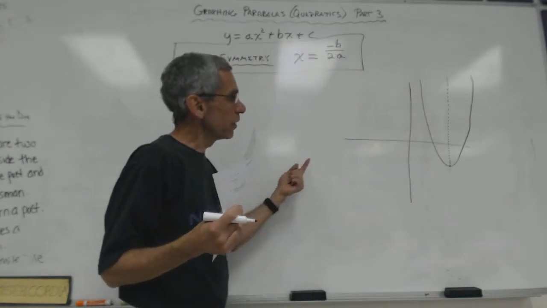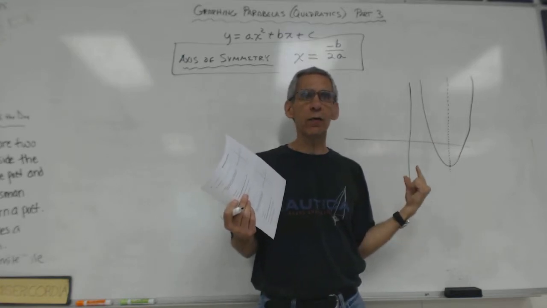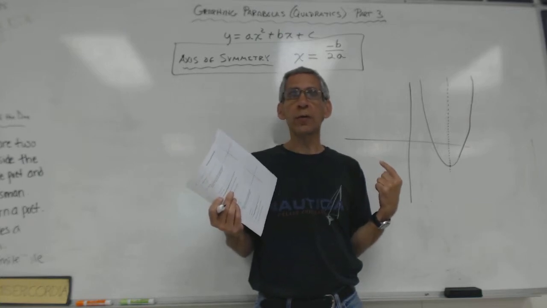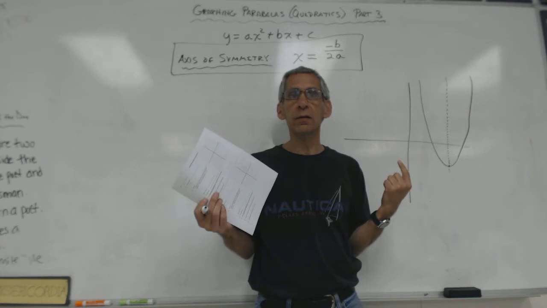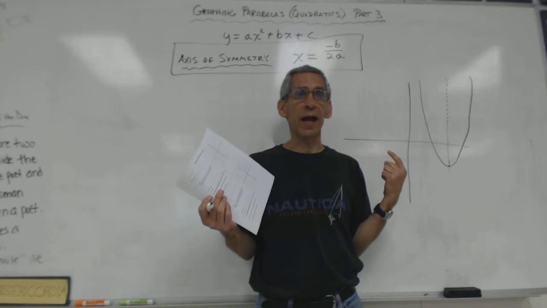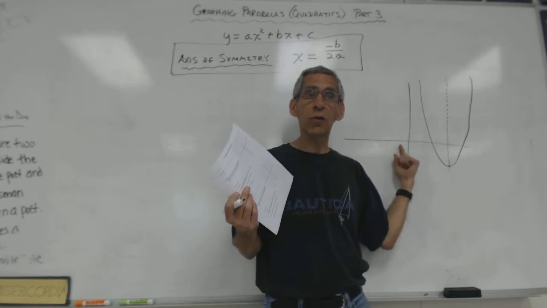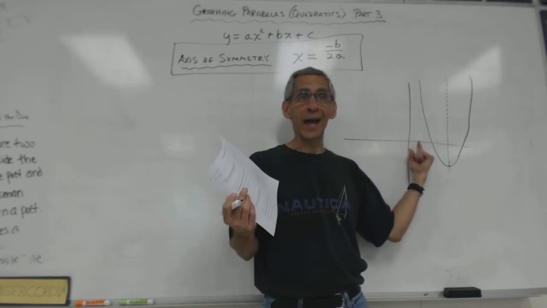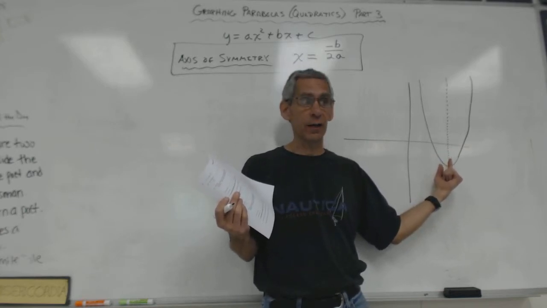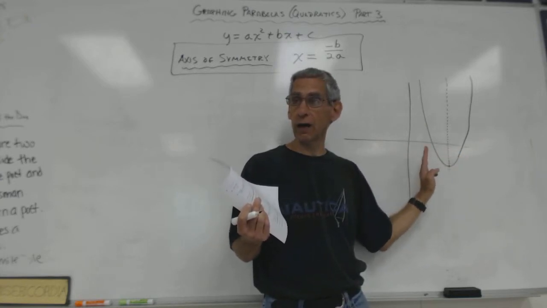So why would I want to find the axis of symmetry? Well, what's so special about knowing the axis of symmetry? The vertex is always on the axis of symmetry. So if I know where the axis of symmetry is, I know at least the x of my vertex. Because the x is going this way, it tells me how far over to go to the right or how far to the left to go.